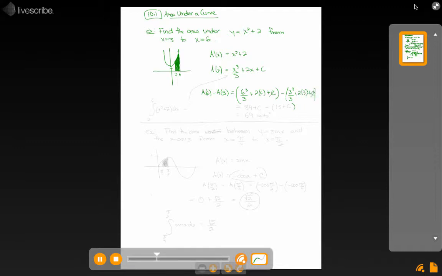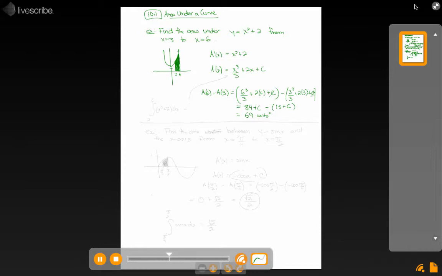What you'll see is that the c really doesn't matter in these questions. It kind of becomes irrelevant because you have c minus c. They cancel each other out each time you do one of these where you have the numbers. But we do end up with a number, a value here, where this ended up being 84 plus c minus 15 plus c, which ends up giving you an area of 69 square units. We usually won't even bother writing in square units, but the area under that curve is 69.